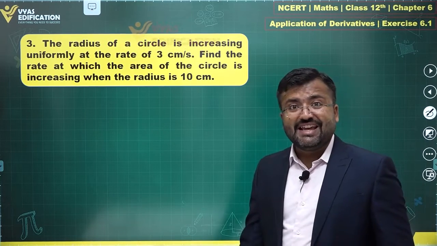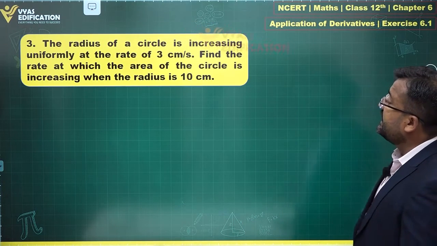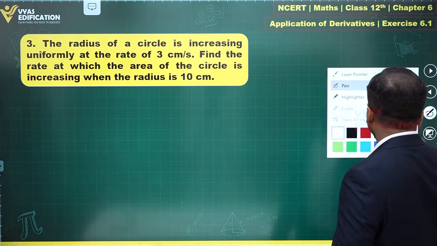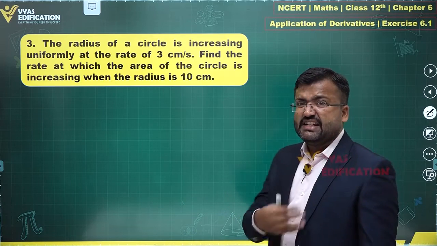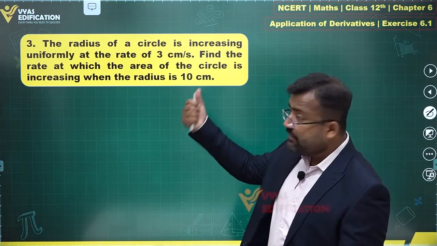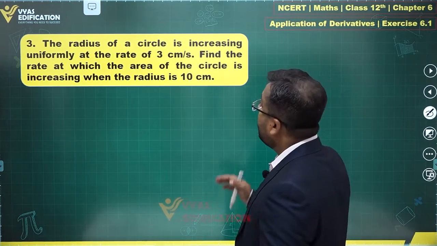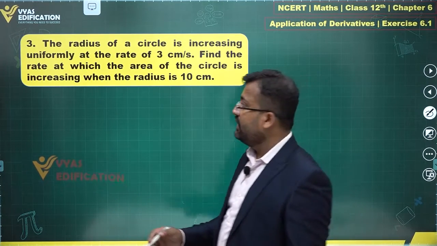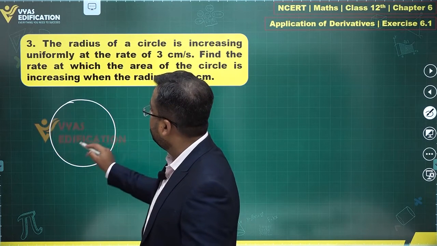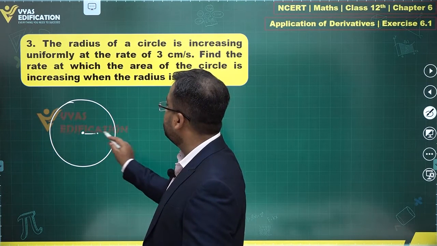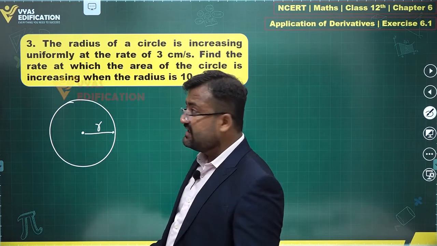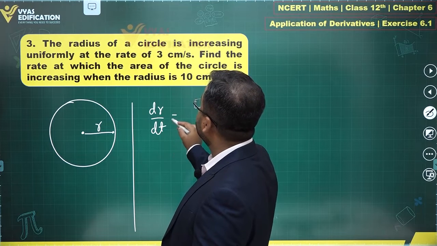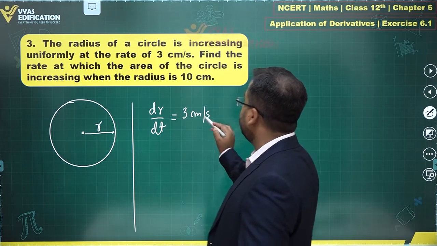The third question says, the radius of a circle is increasing uniformly at the rate of 3 centimeter per second. So we are given that the radius of a circle is increasing at some rate with respect to time. Find the rate at which the area of the circle is increasing when the radius is 10 centimeter. We are given a circle, and this is the radius, and you are given that dr by dt is equal to 3 centimeter per second.